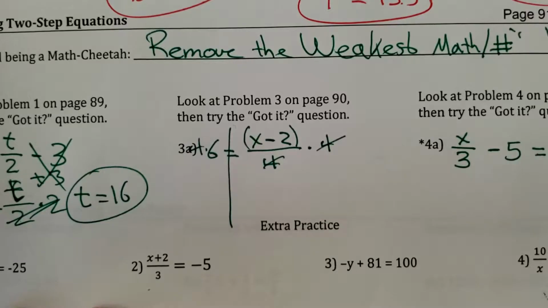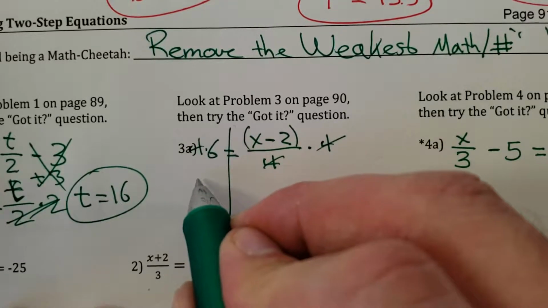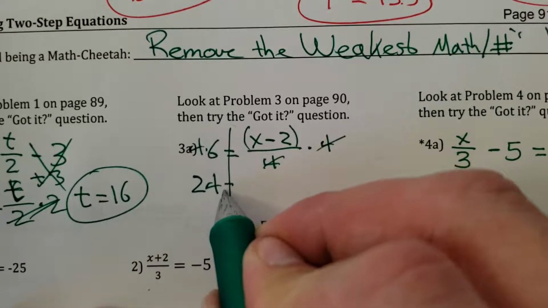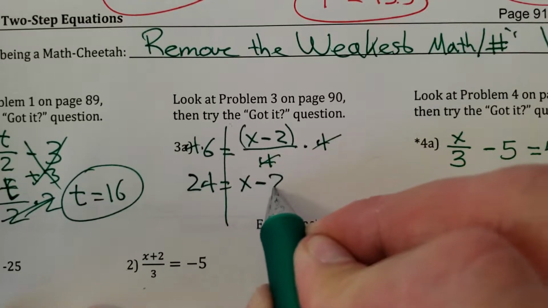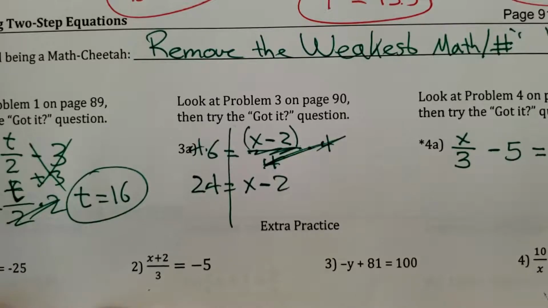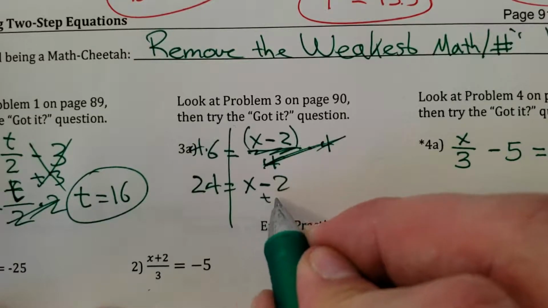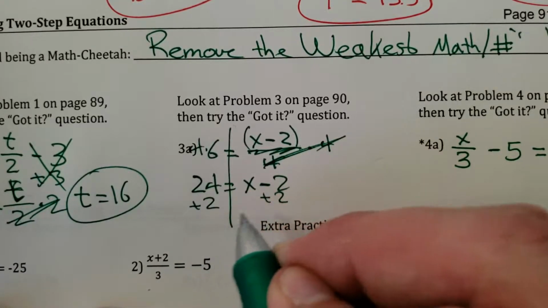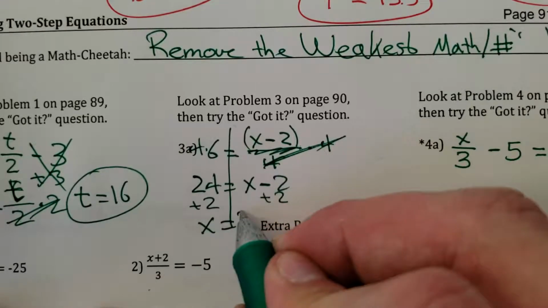Better remind myself to do the same thing to both sides. 4 times 6 is 24. 24 is going to equal x minus 2. All of this noise goes away. This goes and the fraction bar goes. So we just have the x minus 2 left. How do you get rid of a minus 2? Hopefully by now you're pretty good at this. X is going to equal 26.